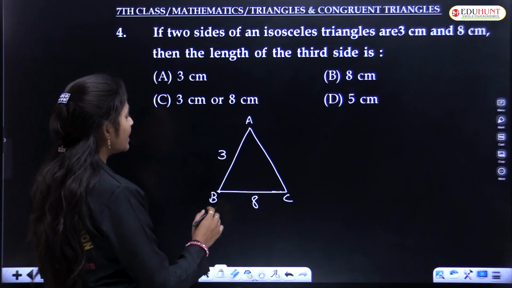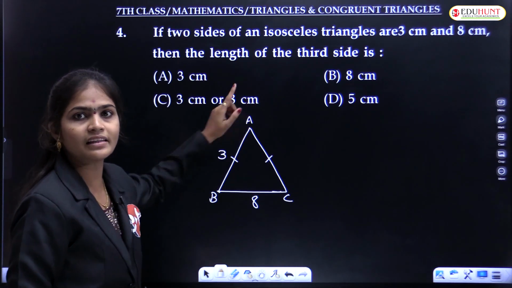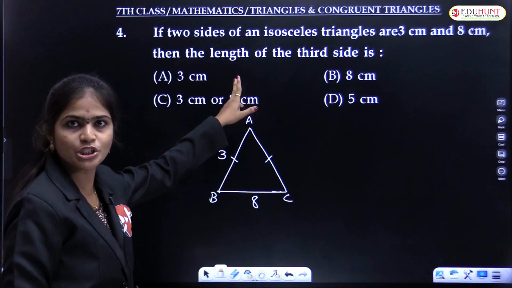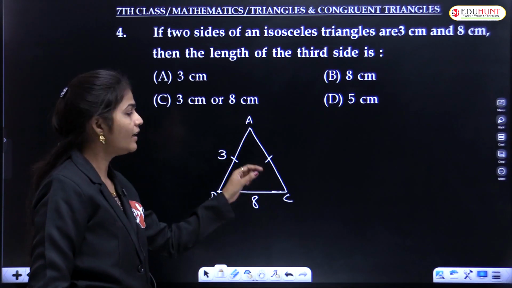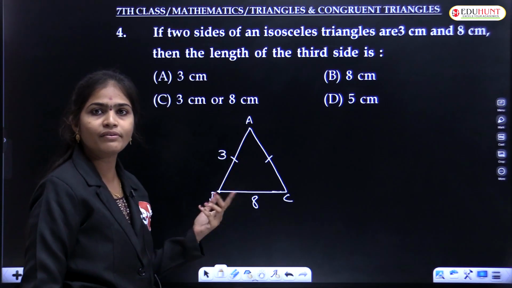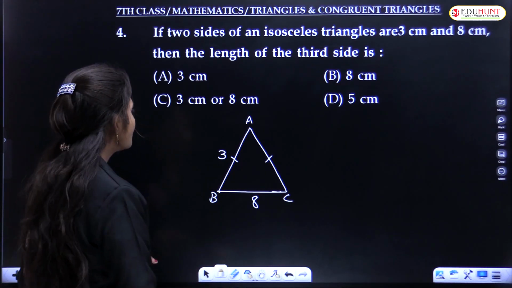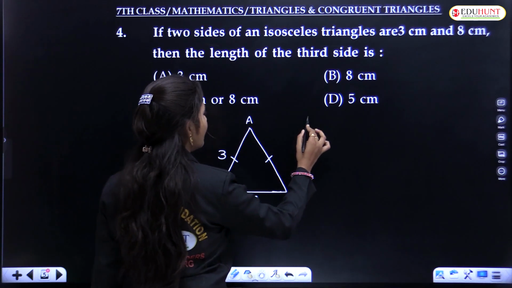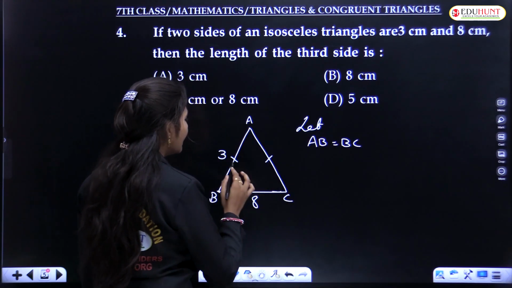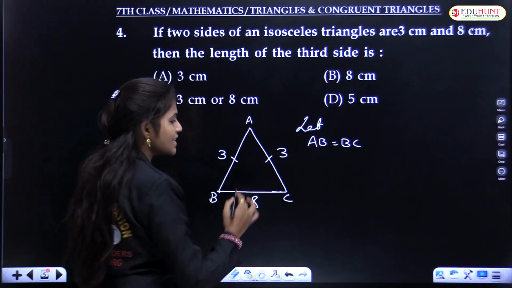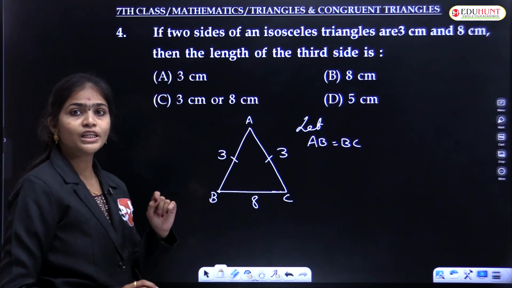So first, take, for example, that these two sides are equal. They didn't mention that only these two sides are equal. So maybe AB is equal to AC, or AB is equal to BC, or AC is equal to BC. Anyway we can take any. We have to check which one is possible. For example, let AB be equal to BC. Then this is 3 centimeters and this is 3 centimeters.